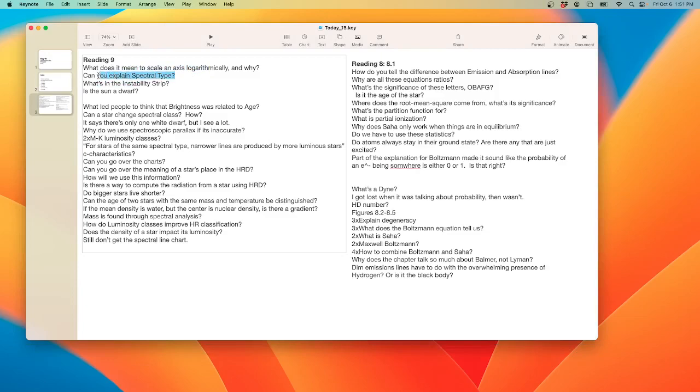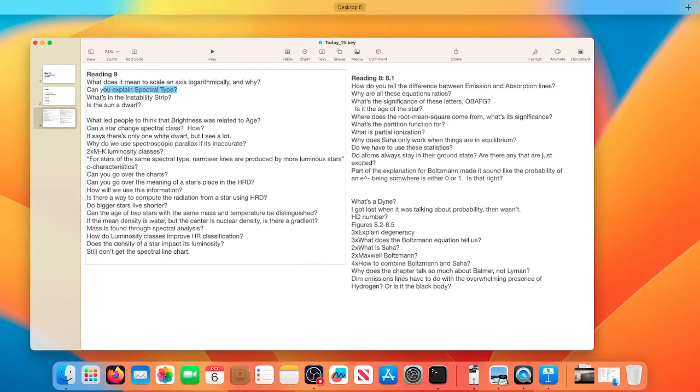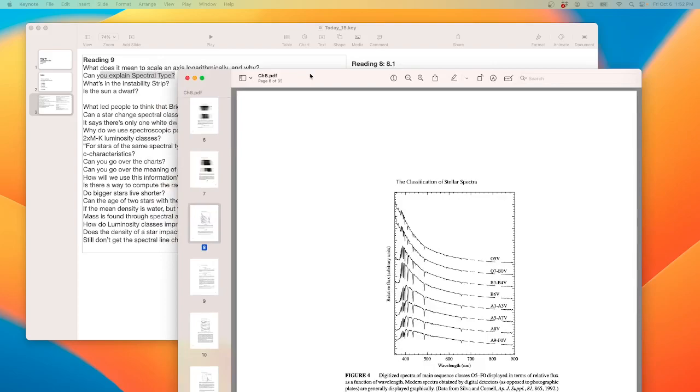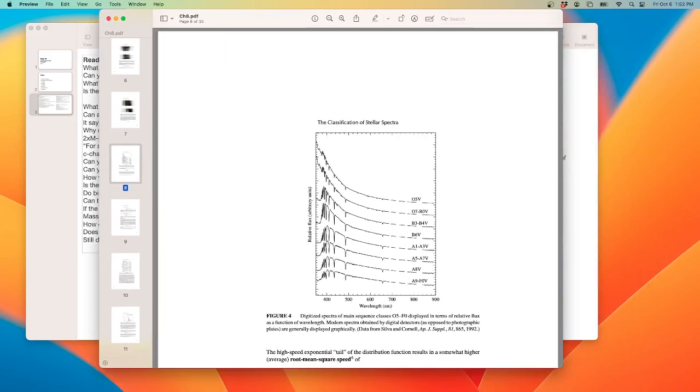So, can I explain spectral type? The spectral type comes from the spectra. Actually, let me pull up my spectra. And where is it? Here. Spectral typing is probably a little outside the scope of the class in strong detail, but the important bits are the peak of the black body and what lines there are.